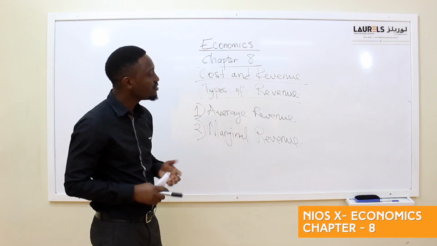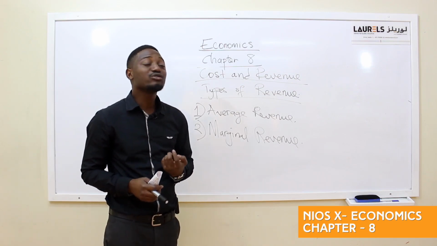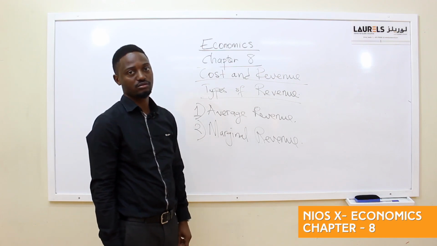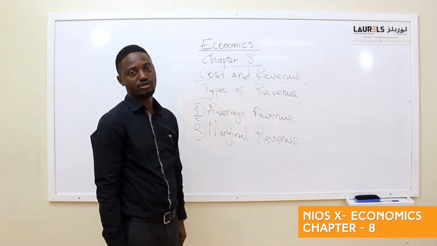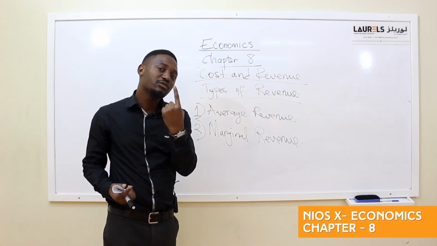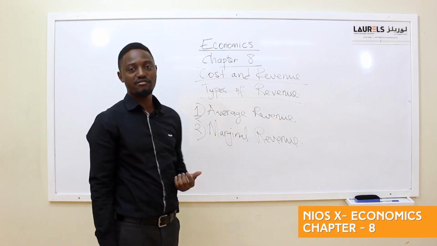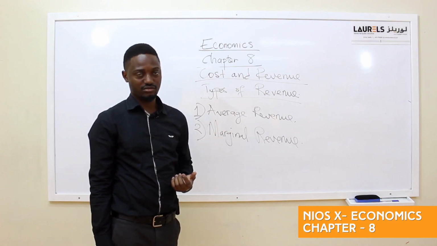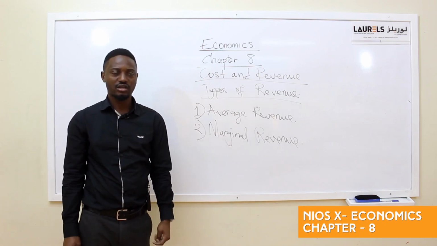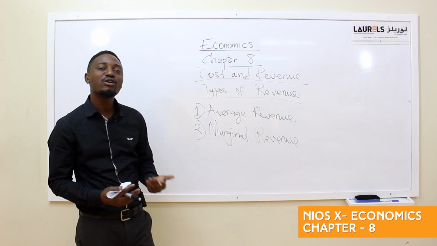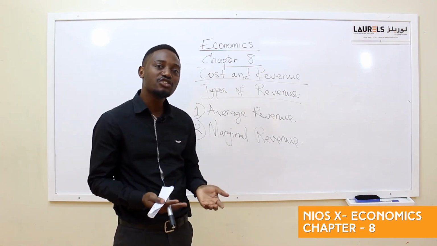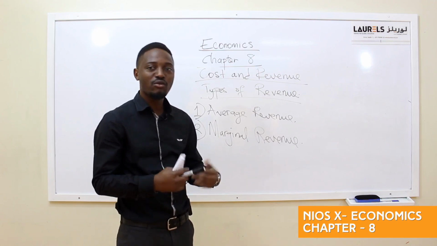The average revenue simply is the amount of revenue you get from selling 1 unit of a product. Just 1 unit of a product. Whatever amount of money you get by selling 1 unit of a product, that represents the average revenue. And next, we have the marginal revenue. The marginal revenue looks at how much the total revenue changes when you sell 1 more product.